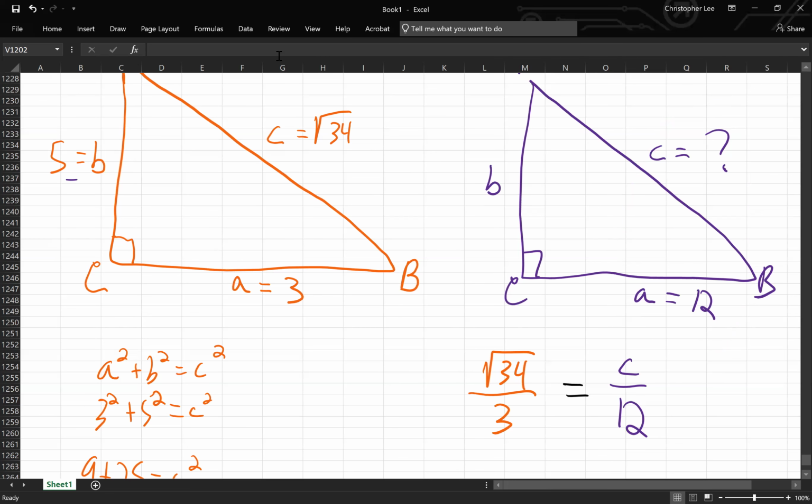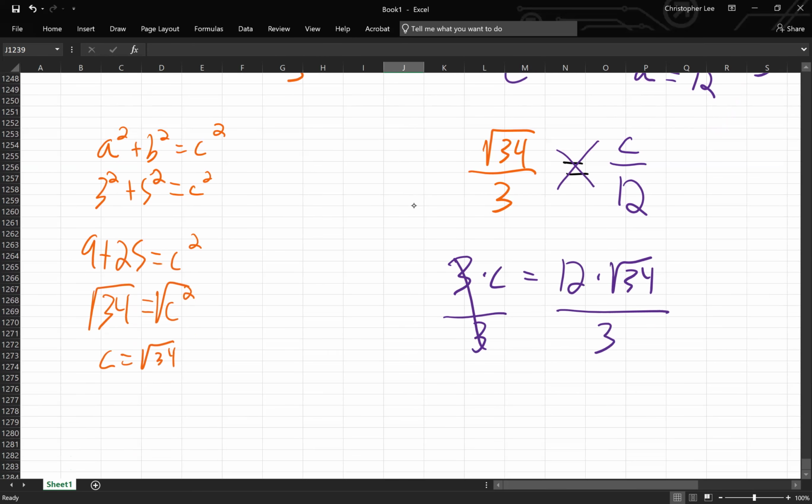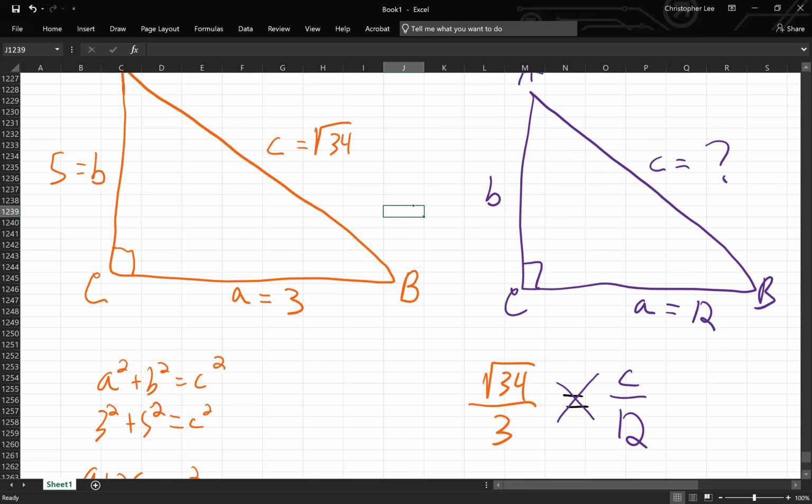Anyway, after doing all of that, just cross multiply. Keep it simple, just cross multiply, right? So this is going to become 3 times C equals 12 times square root 34. After that, just divide by 3. What you do to one side, you do to the other, right? Now, 12 divided by 3 is what? 4, right? So this is 4 square root 34. That's my answer, and I'm done. All right? So 4 square root 34.